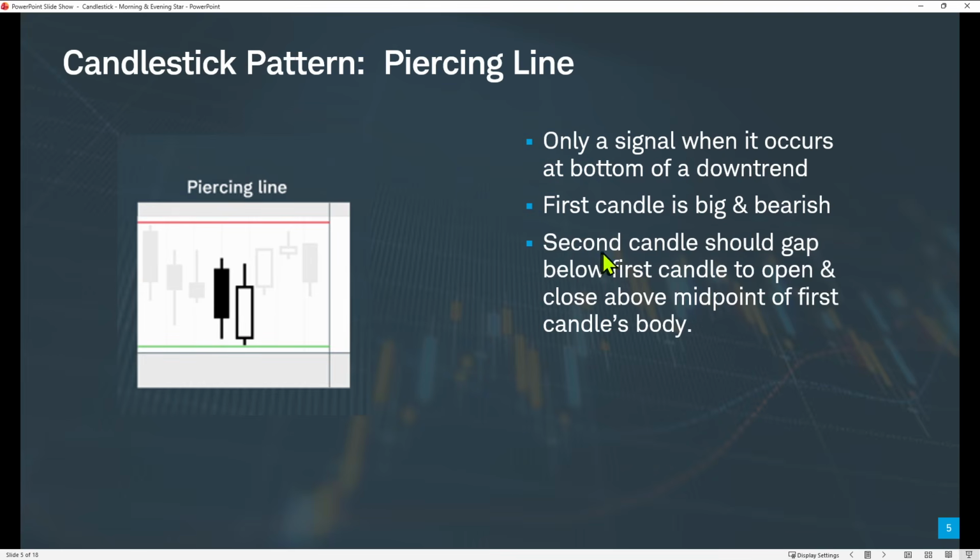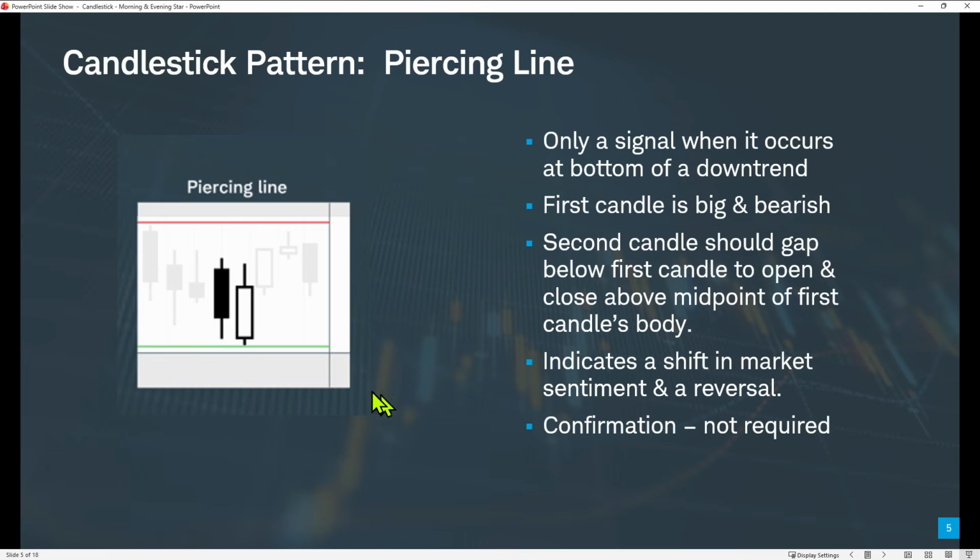So it's downtrending. The second candle should open below the first candle, gap down, and then rally and close above the midpoint of the first candle's body. And this is an indication that there has been a shift in market sentiment and a reversal. In other words, the downtrend may be coming to a close, maybe temporarily. It may be a trend in direction overall, but confirmation is not technically required for this pattern.